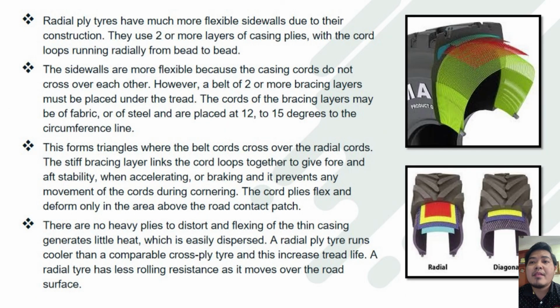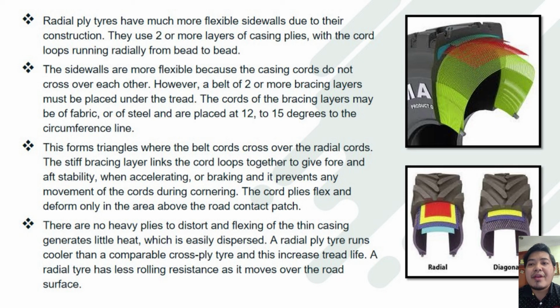So the second one, the radial ply tire, has a much more flexible sidewall due to its construction. They use two or more layers of casing plies with the cord loops running radially from bead to bead. The sidewalls are more flexible because the casing cords do not cross over each other. However, a belt of two or more bracing layers must be placed under the tread. The cords of the bracing layer may be of fabric or of steel and are placed at 12 to 50 degrees to the circumference line.